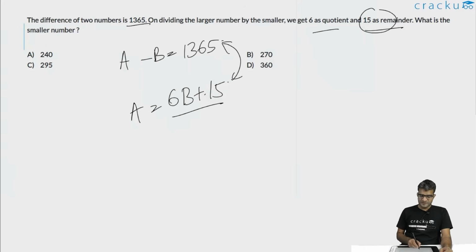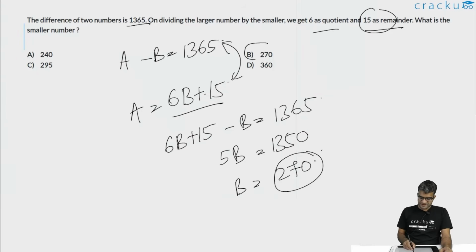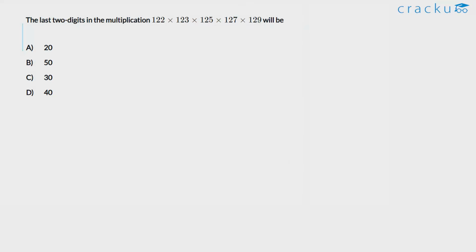A is equal to 6b plus 15. So 6b plus 15 minus b is equal to 1365. So the value of 5b is equal to 1350, or the value of b is equal to 270. So the answer for this question, the smallest number out of these two, is 270.